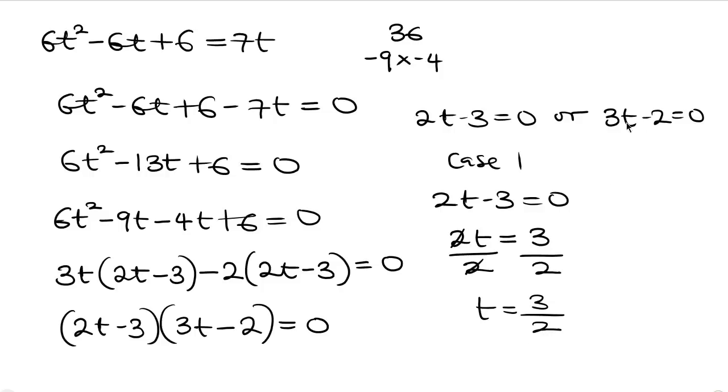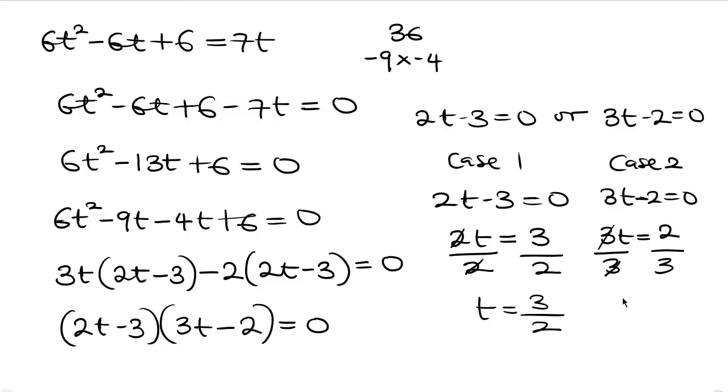Now, to get the other value for t, we go to case 2. So we have 3t minus 2 equal to 0. Now, let's move negative 2 to the right. So we have 3t equal to, as negative 2 crosses to the right, it becomes positive 2. Now, to get the value of t, we divide both sides by 3. So 3 cancels out 3, leaving behind t equal to 2 all over 3.